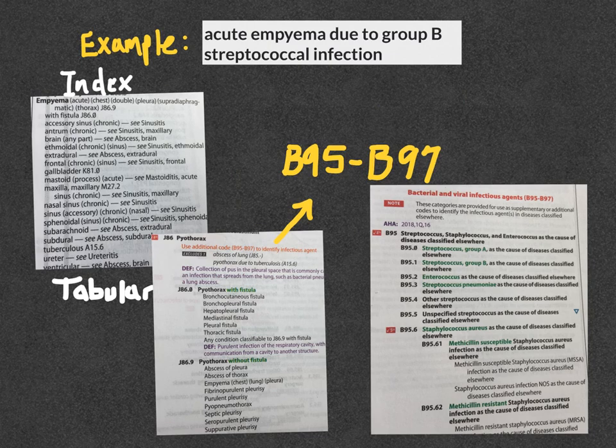Let's go ahead and code a few exercises together from chapter 14. So in exercise 14.1, we find the diagnosis of acute empyema due to group B streptococcal infection. I want to stop here before we start coding.